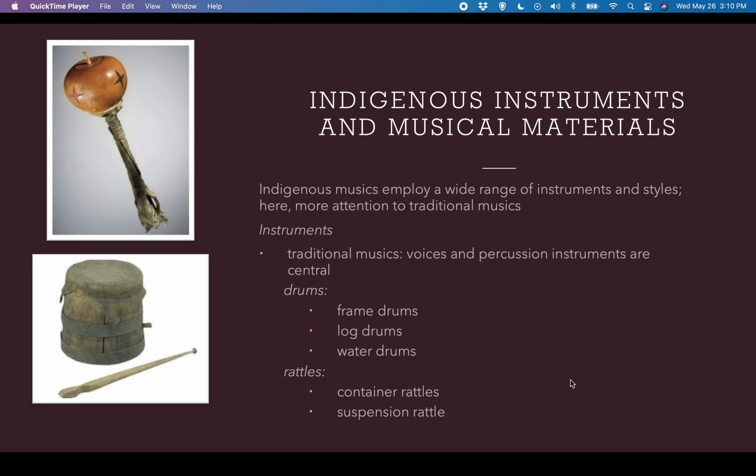Okay, in this part of the lecture, we are going to explore indigenous instruments and musical materials. North American indigenous musics draw on elements with a long-standing indigenous heritage and elements that are usually associated with settler culture. All of these musics are indigenous.